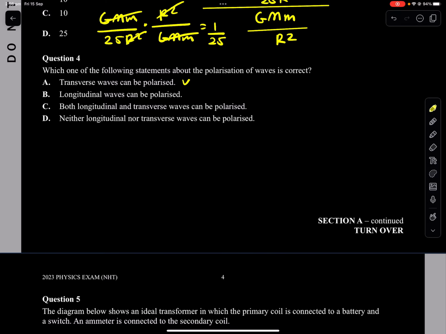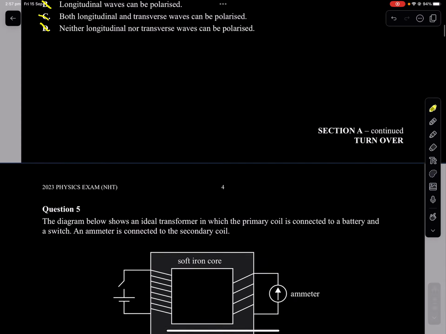Absolutely true. Longitudinal waves can be polarized. No. Both longitudinal and transverse waves can be polarized. Nope. Neither. Nope. So only A is your answer. So in this study design, you just need to know that only transverse waves can be polarized.